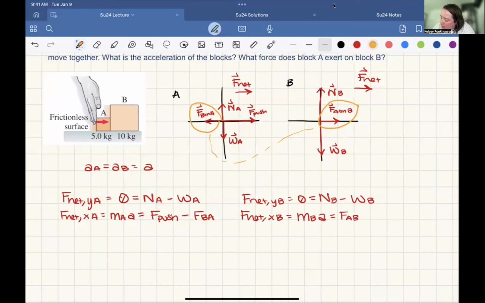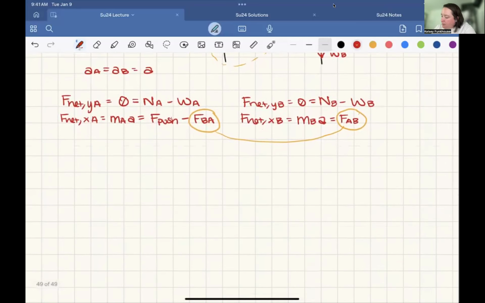So these forces here are our action-reaction pair of forces. So these are the same. So for example, let's take a closer look at these equations.